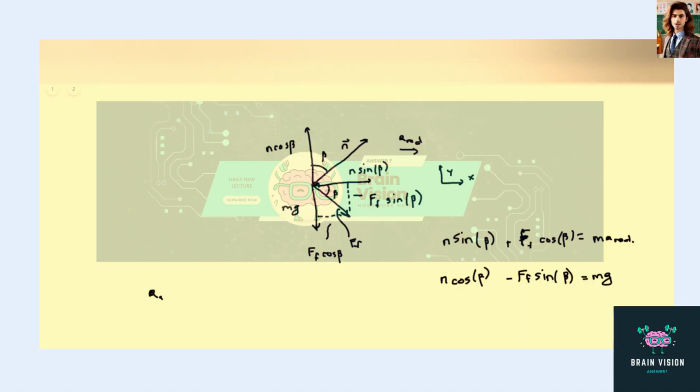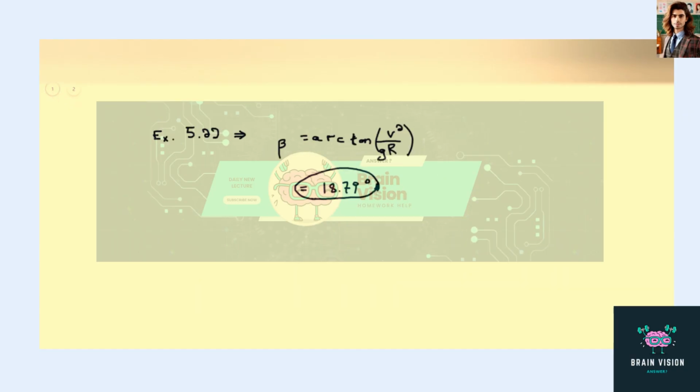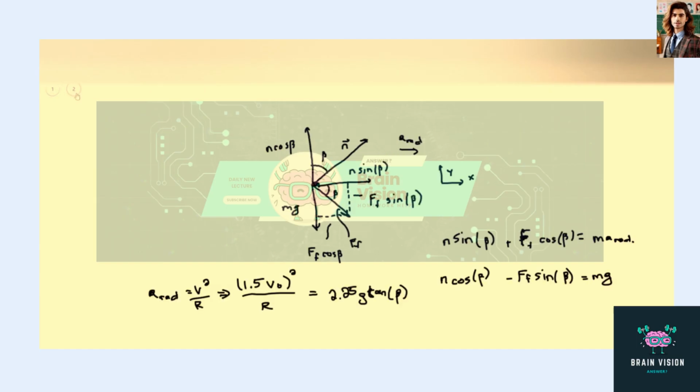Now I know that the radial acceleration is v squared over r. And we know that our new v is 1.5 times our old v. And then we know that our old v is, well, it's given in the problem. Essentially, this just simplifies to 2.25 times g times tangent beta. We can write it in terms of beta because of this right here. Now, I'm going to plug this into these equations.